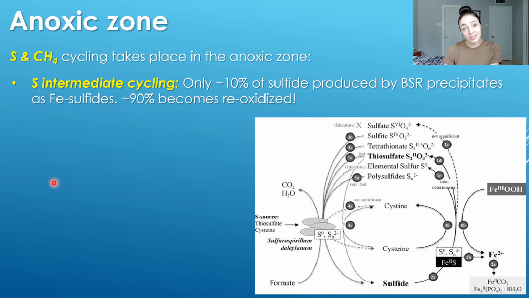However, it might be surprising to you that only about 10% of sulfide produced by bacterial sulfate reduction precipitates as iron sulfides. 90% of that sulfide is used by other microbes that reoxidize it. Yes, that's right, the sulfur cycle is complex.